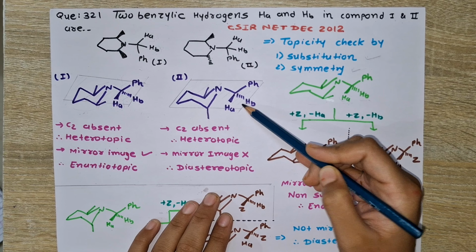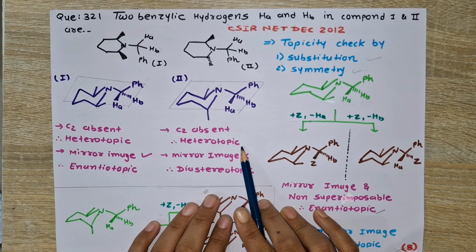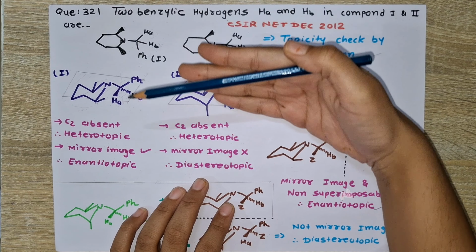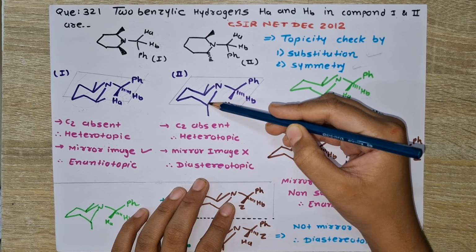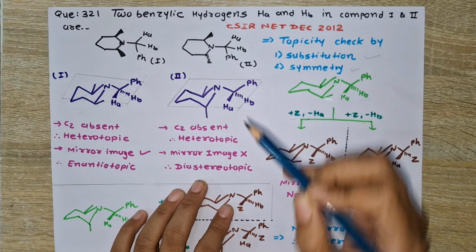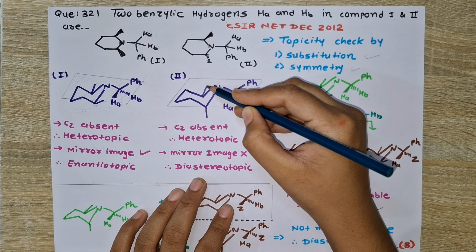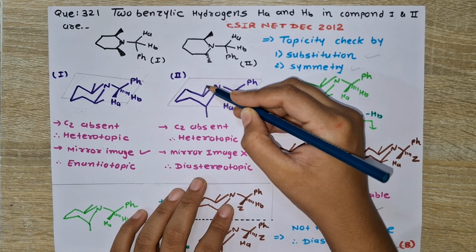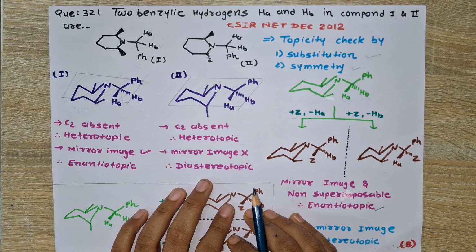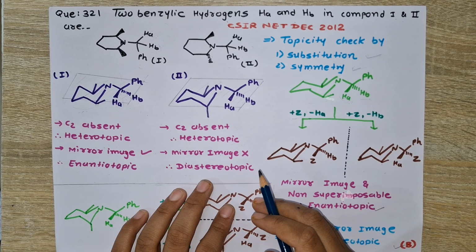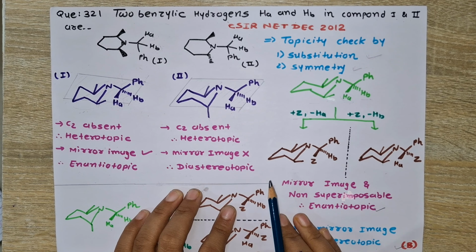Now in our second compound, the C2 axis is also absent, so these are heterotopic. Here if we pass the plane between Ha and Hb, the groups above and below the plane are not mirror images of each other, because the CH3 group at this position is equatorial, and at this position the CH3 group is axial. So they are not mirror images. So here our homomorphic ligands are diastereotopic.